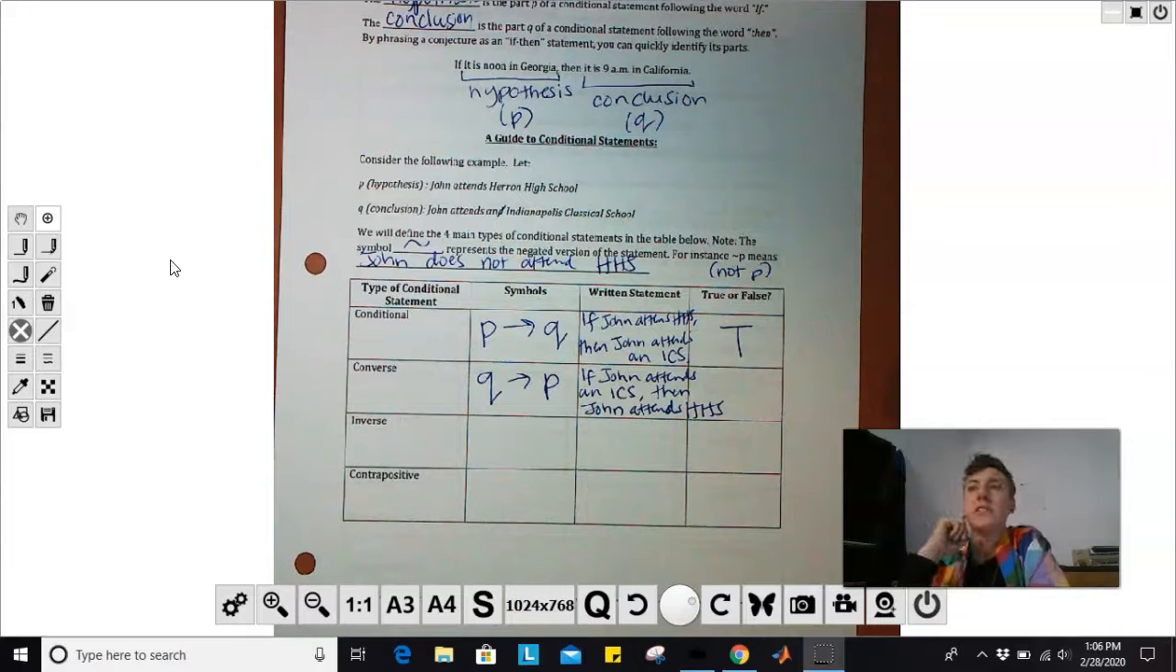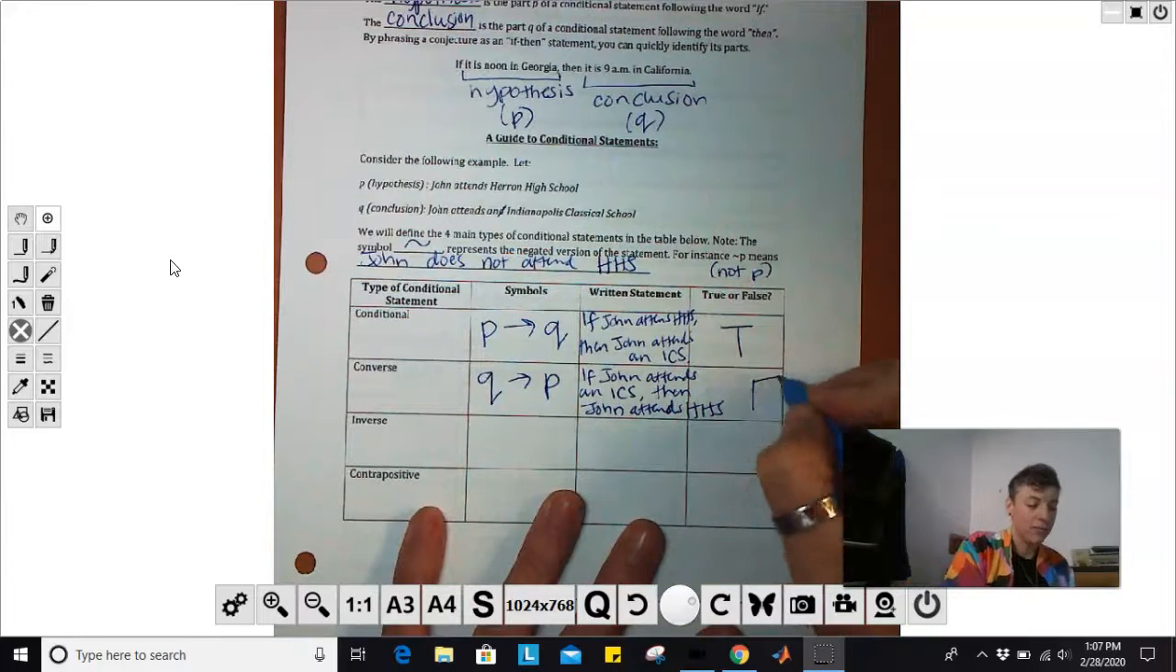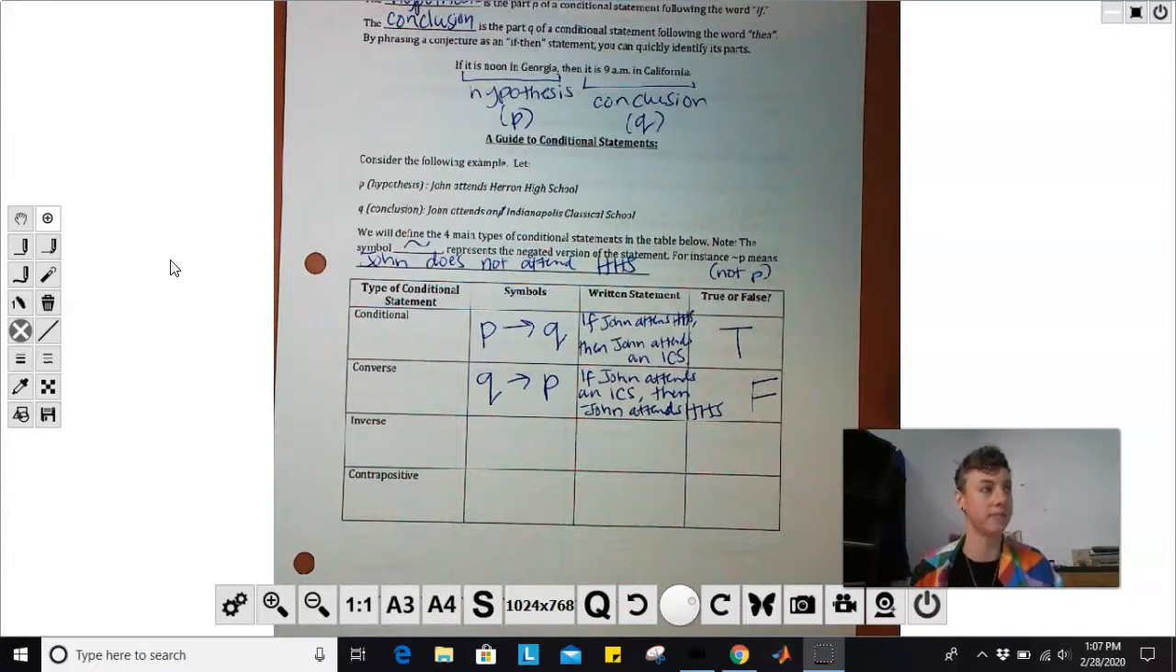All right, B2, is that a true statement that if John attends an Indianapolis Classical School, John attends Heron High School? No, why not? Where could John be going? Oh, yeah. John could be going to Riverside instead.